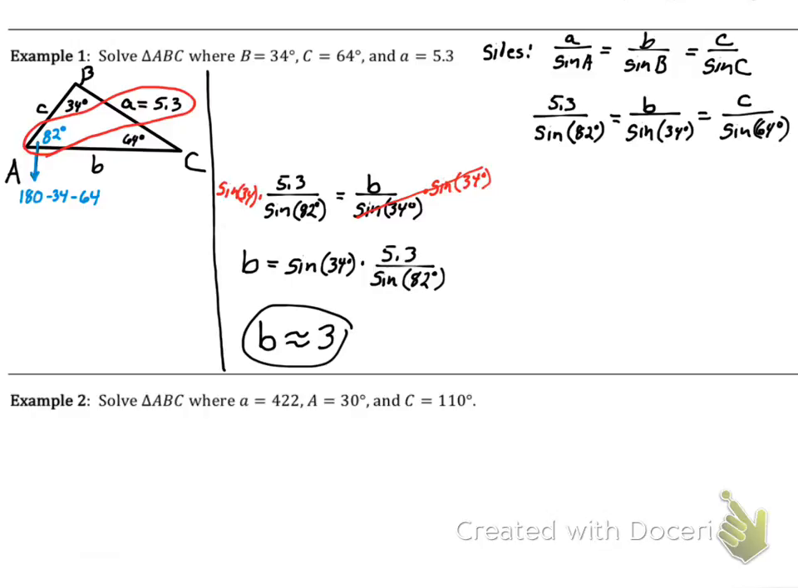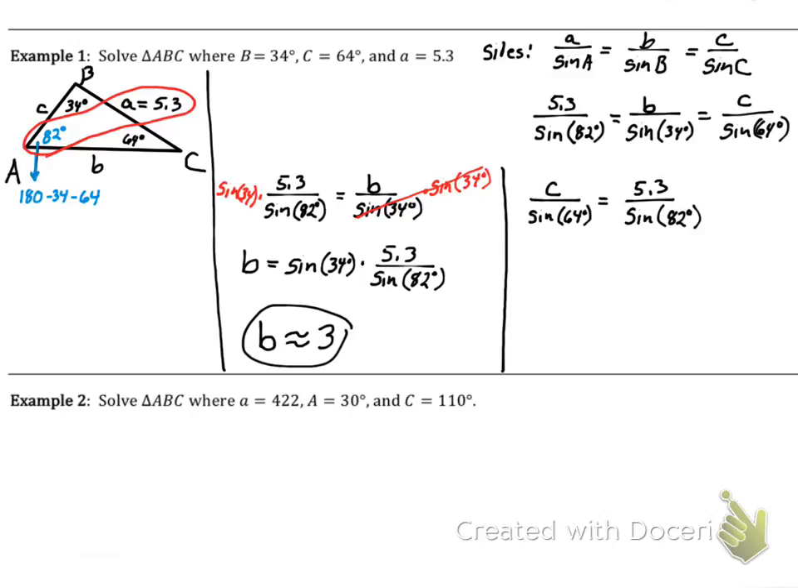The only thing I need to find now is C. We're going to do pretty much the same thing. I'm just going to flip the side that it's on. I'm going to say, well, C goes with its angle. Its angle was 64 degrees, so sine of 64 degrees. And that's going to equal A divided by sine of A, which we know was 5.3, over the sine of A, which was our 82 degrees.